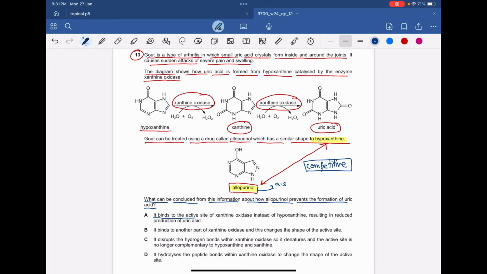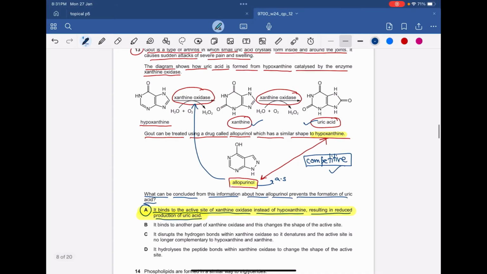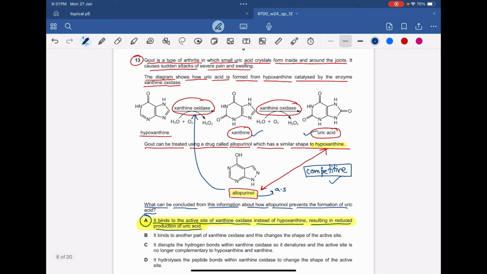Allopurinol binds to the active site of the xanthine oxidase instead of the hypoxanthine, resulting in the reduced production of the uric acid. Yes, this is the correct statement. We have got our correct answer in the first statement: allopurinol will bind to the xanthine oxidase active site and will prevent the conversion of the hypoxanthine to xanthine and then xanthine to the uric acid, right? And it is an example of the competitive inhibition. I hope that this MCQ is clear to all of you.